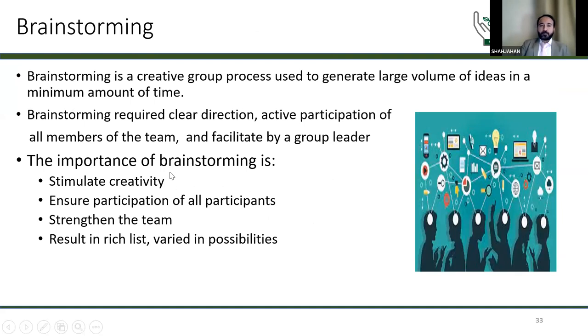Brainstorming, as you see in this picture, is a creative group process used to generate a large volume of ideas in minimum time. For example, you want to start a project, or you already have a problem in your department. You want to ask your staff why these problems are coming and what we have to do. So you will use the brainstorming tool at that time. Brainstorming requires clear direction, active participation of all team members, and facilitation by the group leader. The importance of brainstorming is that it stimulates creativity, ensures participation of all participants, strengthens the team, and results in a rich list. By this tool, you will receive many ideas about why the problem is happening and how we can solve it.